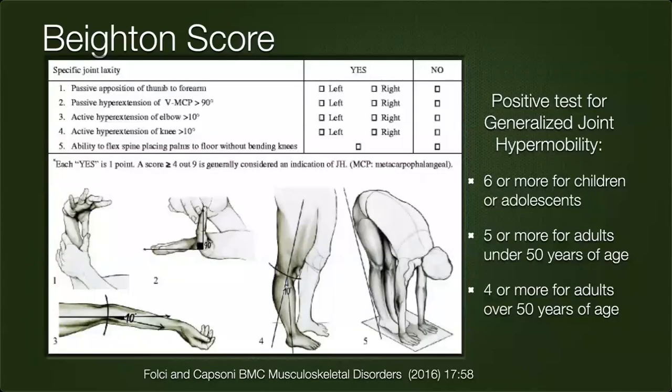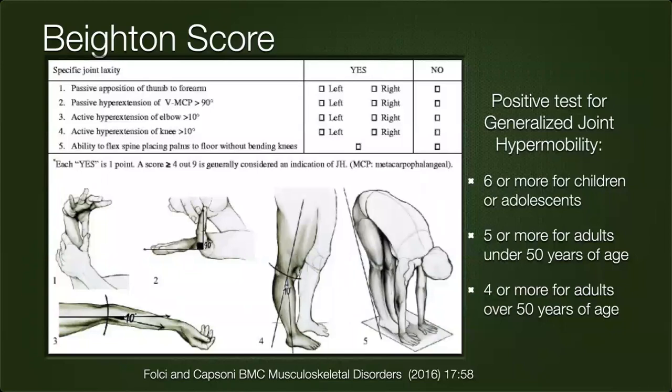So the Beighton score: passive opposition of the thumb to the forearm, the pinkies on both sides, the pinkies to 90 on both sides, the elbows extending beyond 10 degrees, which most of us refer to as hyperextension. It is a common, I don't want to call it mistake, but a common misconception that the elbow and knees, which need 10 degrees or more of extension, can be assessed visually.